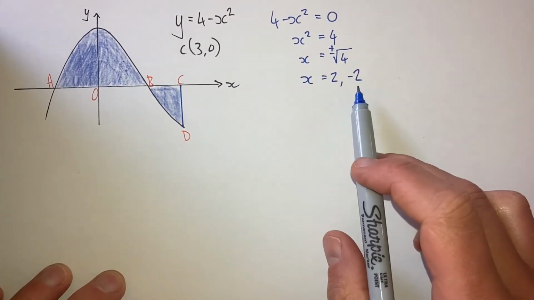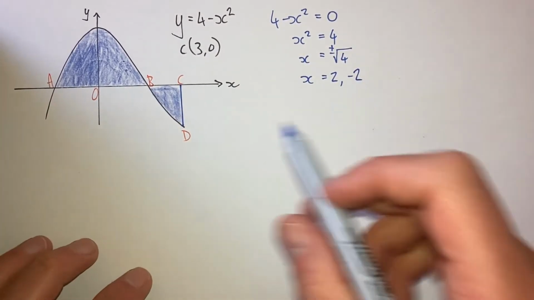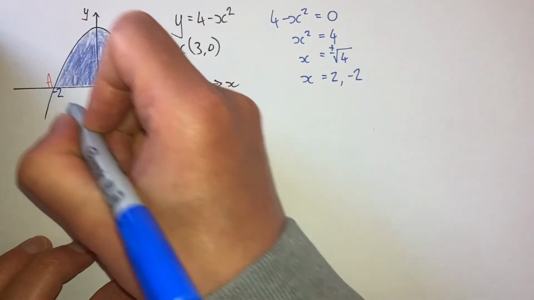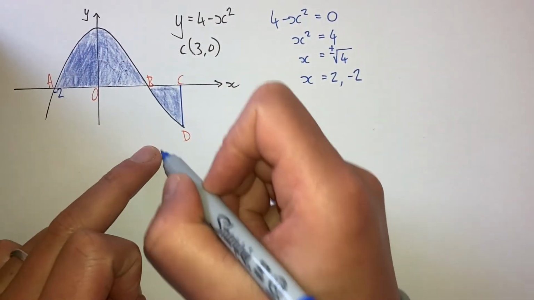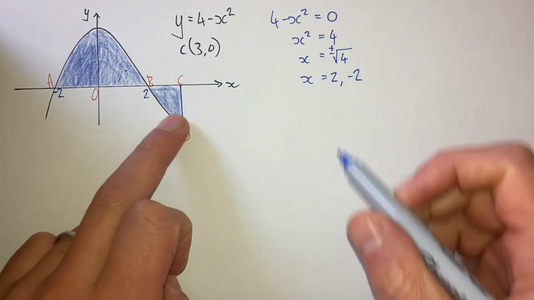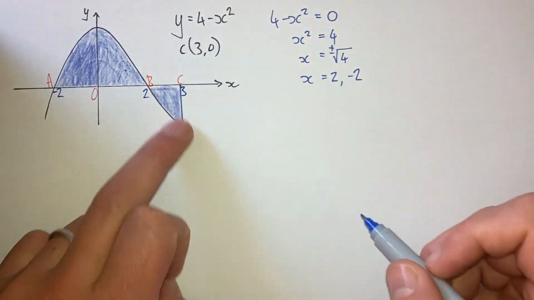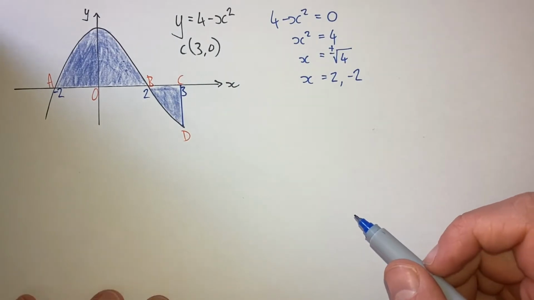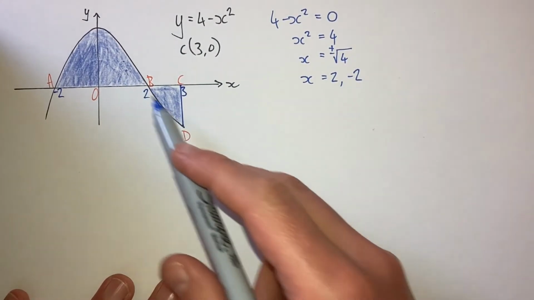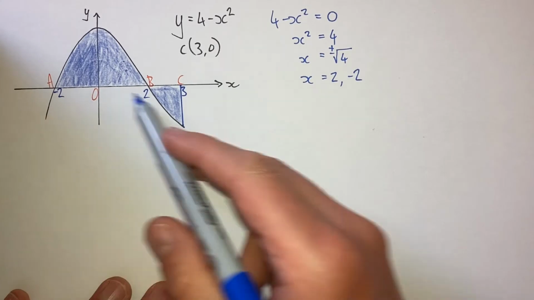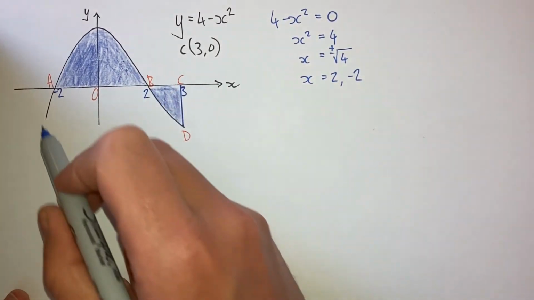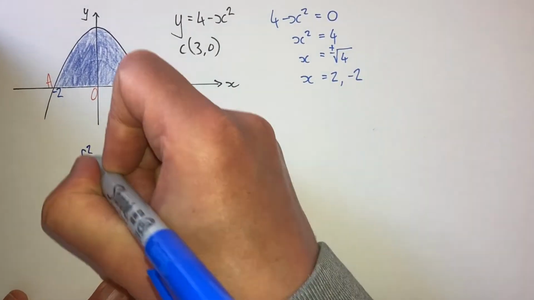So these 2 points are where A and B lie. So A must be at -2 because it's to the left of the origin, and B must be at 2. And we already know that C has an x coordinate of 3. So now we can find the sum of these 2 areas by doing each one separately. Let's do A to B first.